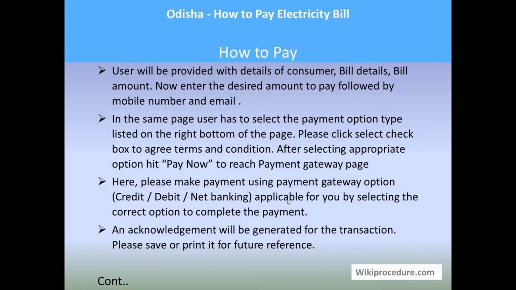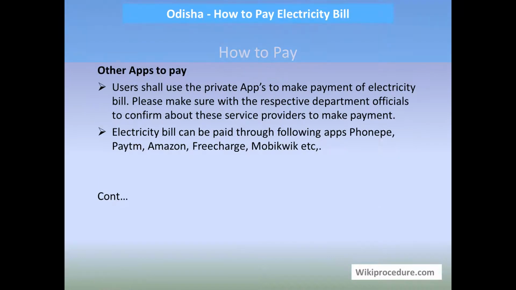Once you reach the payment gateway page by hitting pay now, you have to select the option and make the payment through the online prompt. Once you complete the payment, you will get an acknowledgement for the electricity bill paid through online. Please save it for future reference.